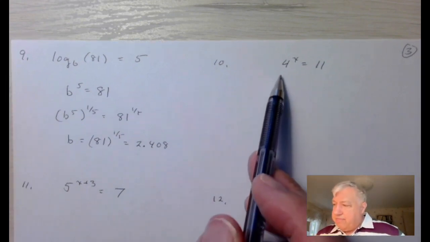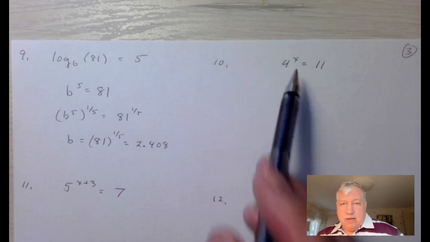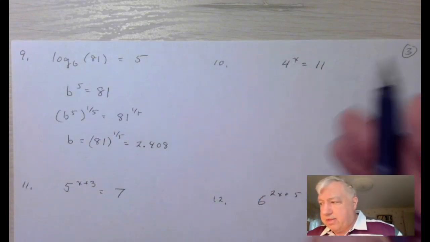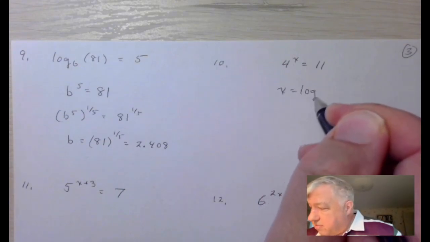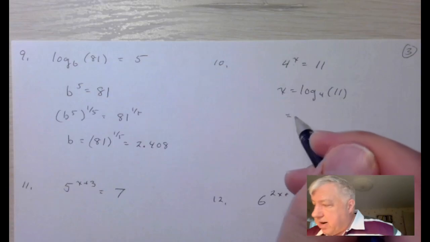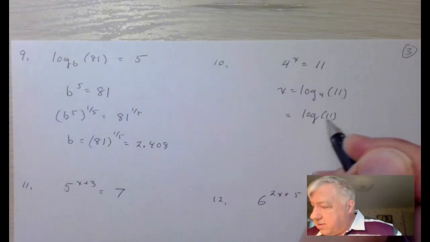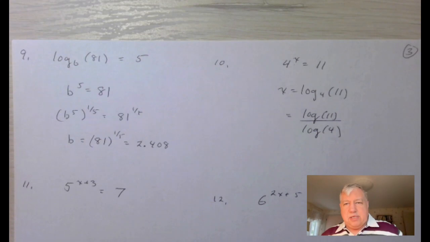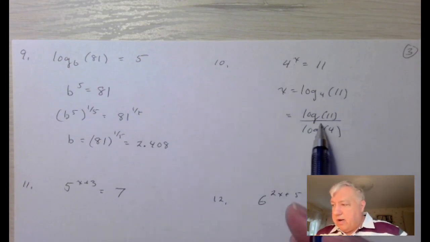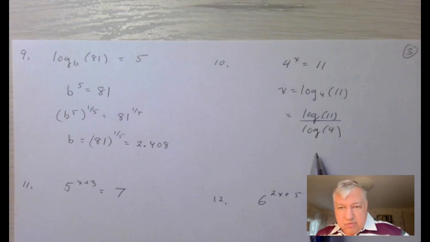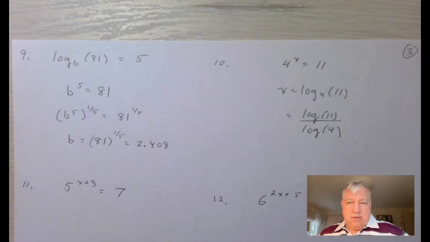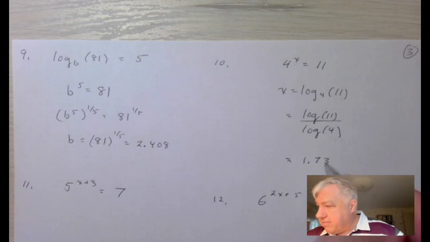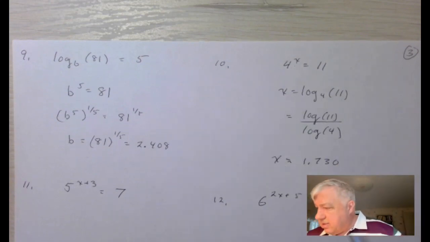In number 10, 4 to the x equals 11. Let's write this as a logarithm. This says that x is what we raise 4 to get 11, so x is the log base 4 of 11. By our formula, this is the log of 11 divided by the log of 4. And we know that this is not 11/4, right? We plug in the common log of 11 on our calculator, the common log of 4, and divide. This is approximately 1.730. So that's what x is approximately.